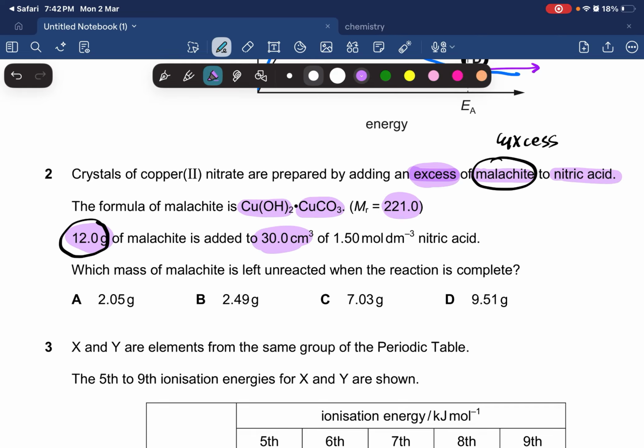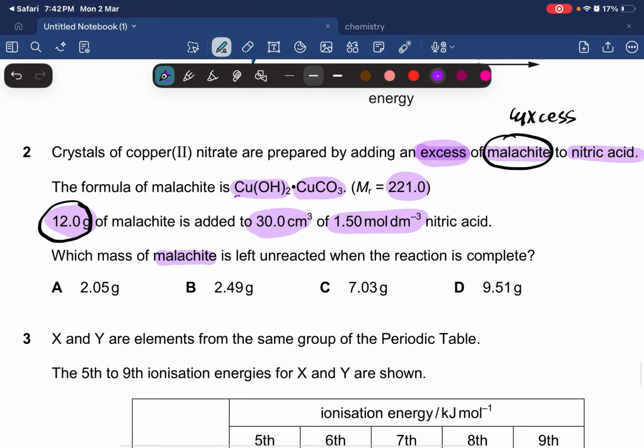30 cm3 of 1.5 mol per dm3 nitric acid. Which mass of malachite is left unreacted when the reaction is complete? Over here, what do you have to identify? You have to see what is reacting with your nitric acid. So over here you have copper hydroxide and you have copper carbonate. First let's make copper hydroxide react with nitric acid.